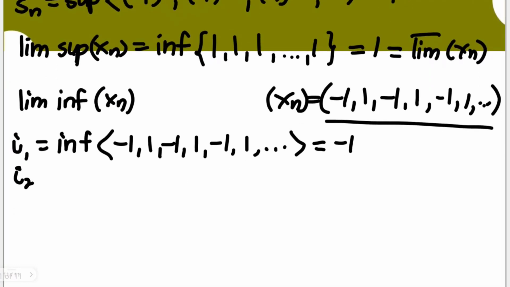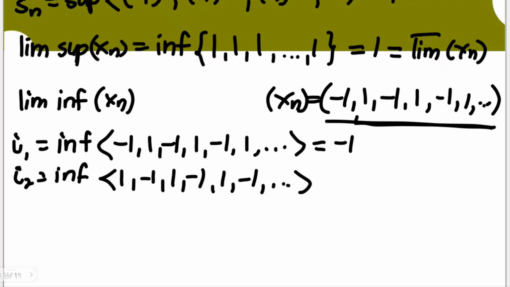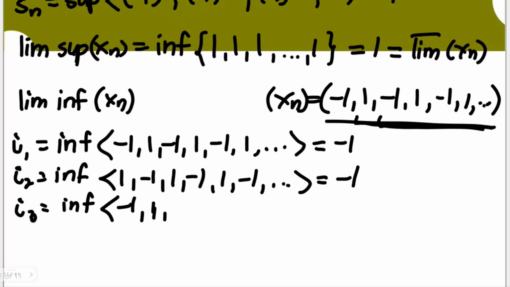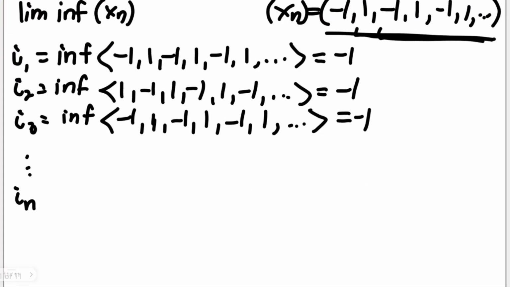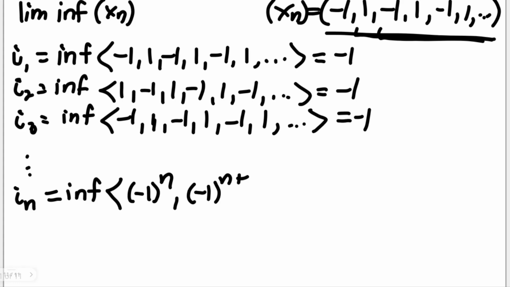If we're going to have another, starting with the second onwards, you have here 1, negative 1, 1, negative 1, 1, negative 1, and so on and so forth. It's also negative 1. If you have the third, the infimum of that, starting with the third element, negative 1, 1, negative 1, 1, negative 1, and 1, and so on and so forth, is also negative 1. As you move forward to the nth, the infimum of that, again, this is negative 1 raised to n, negative 1 to n plus 1, negative 1 to the n plus 2, and so on and so forth. This will still give us negative 1.